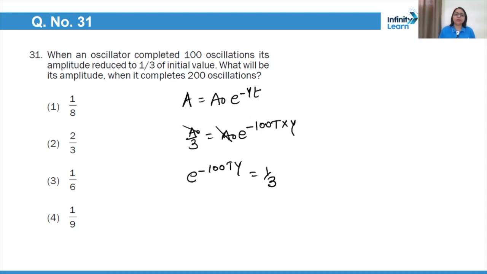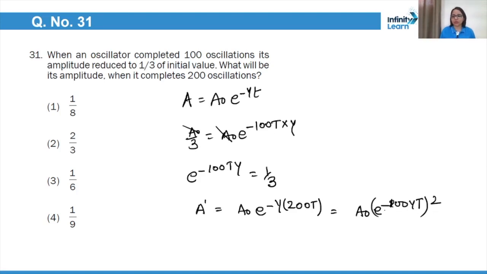Now we need to find its amplitude when it completes 200 oscillations. Let's say its amplitude is A dash, that is A naught e power minus gamma into 200 T. So this is A naught e power minus 100 gamma T whole square, since you can write 200 as 100 into 2. But e power minus 100 gamma T is 1 by 3. So this is A naught into 1 by 3 whole square, which is A naught by 9. So new amplitude will be 1 by 9 times the previous one, which is option 4.